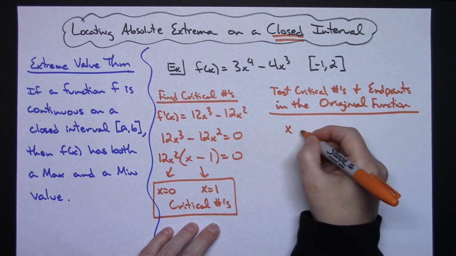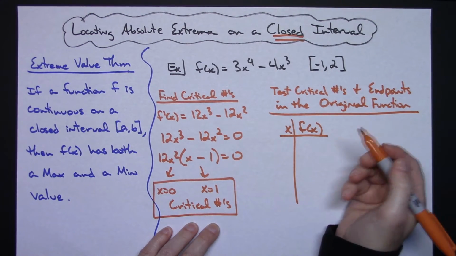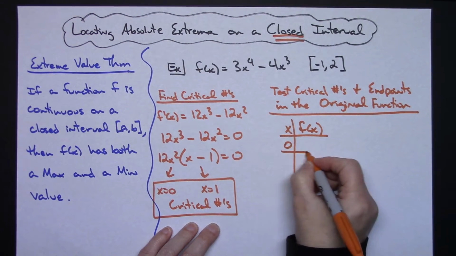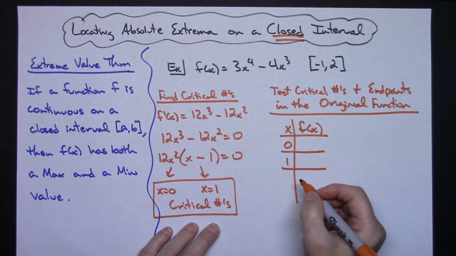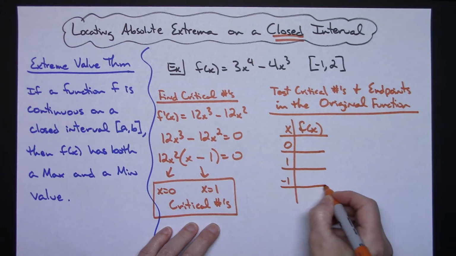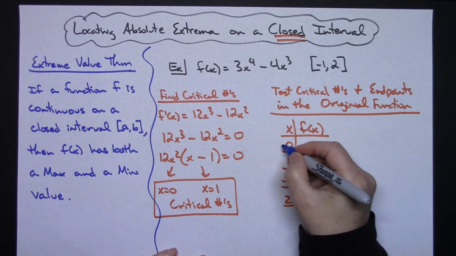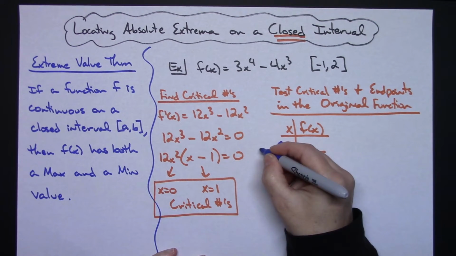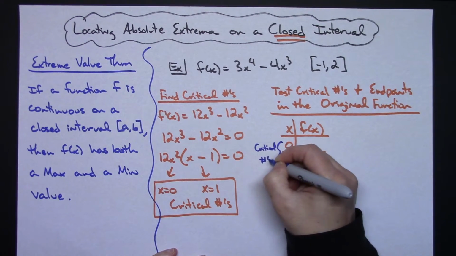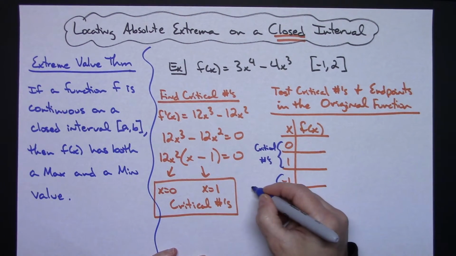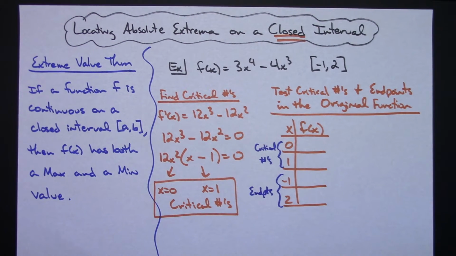So I'm going to make just a nice little simple XY table, and I'm going to put in these critical numbers. So I'm going to put in 0, and I'm going to put in a 1, and then I'm going to put in my endpoints, -1 and 2. Let's identify what these are. These are my critical numbers, and these are my endpoints. So those are everything that you're going to test.